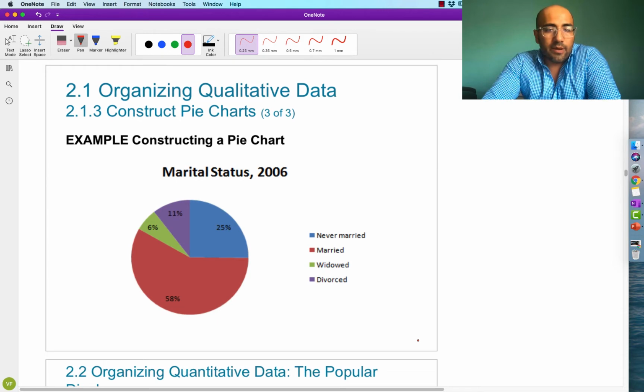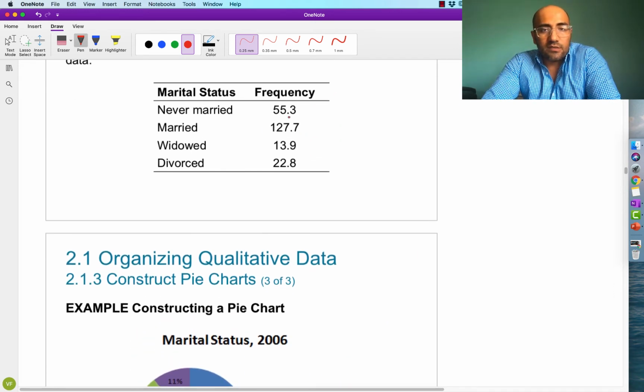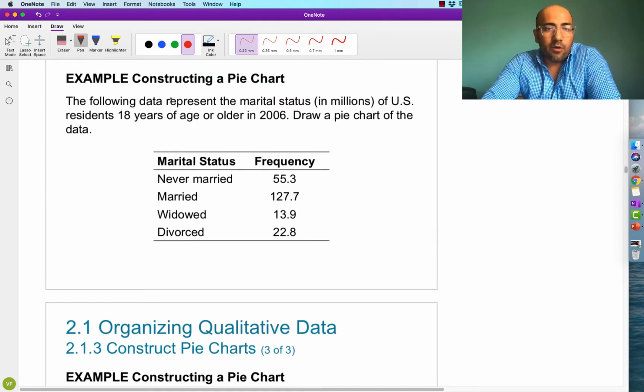Okay, so here is a pie chart. Right, a pie chart is going to go toward relative frequencies, right? So we've got to figure out the percentages of each of these. To do that, we've got to add all of these up. That'll give us the total number in millions of people that were counted as part of this data set.